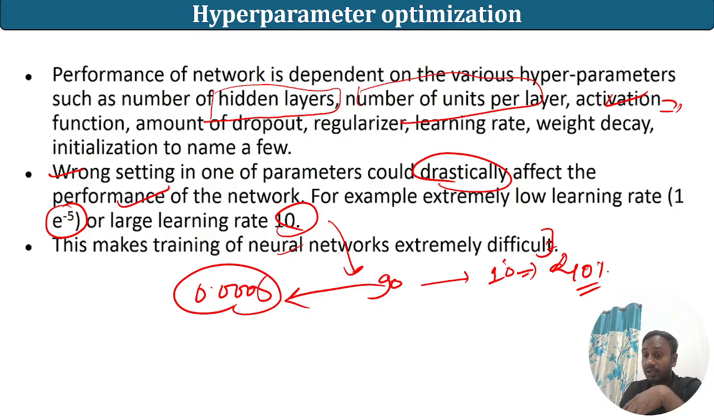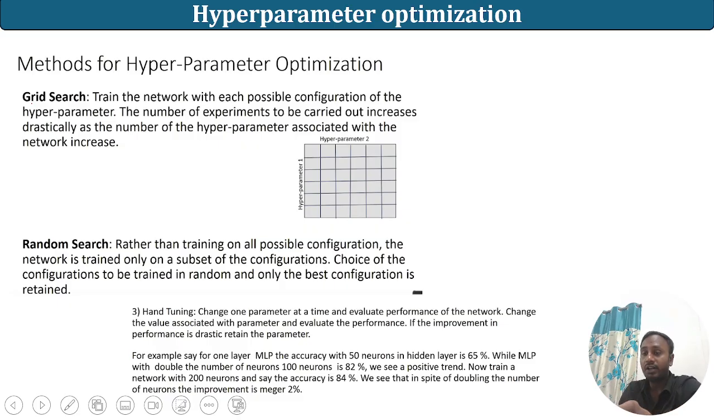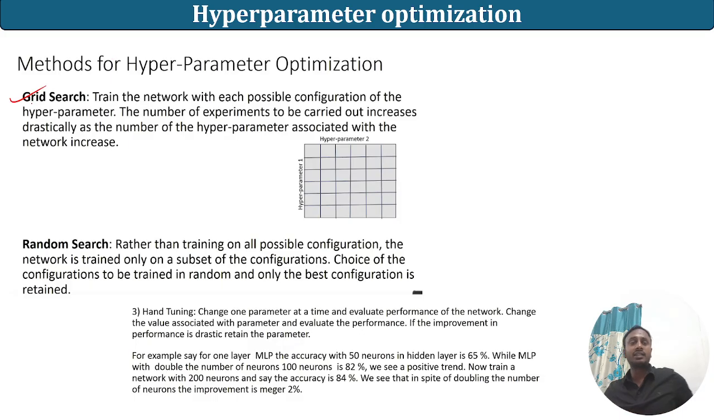So again, how can we improve the optimized parameters? First one is the grid search. In grid search, for each grid point they train the model, so they train the network with each possible configuration of the hyperparameters.